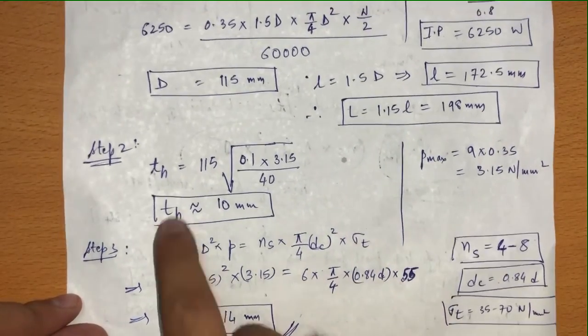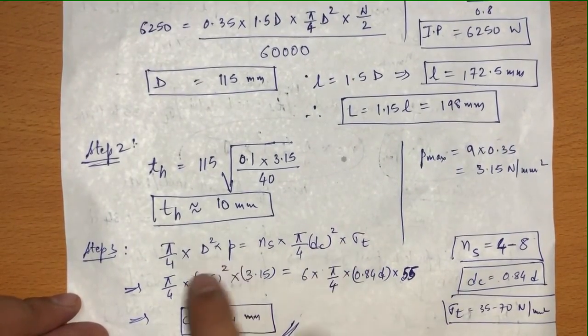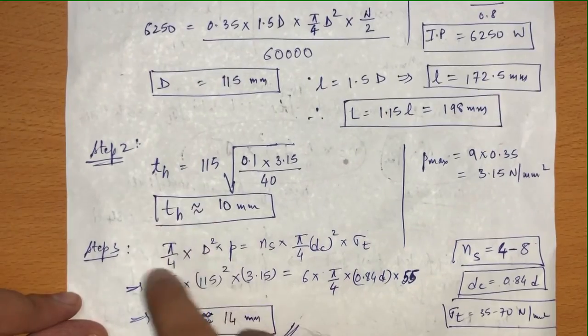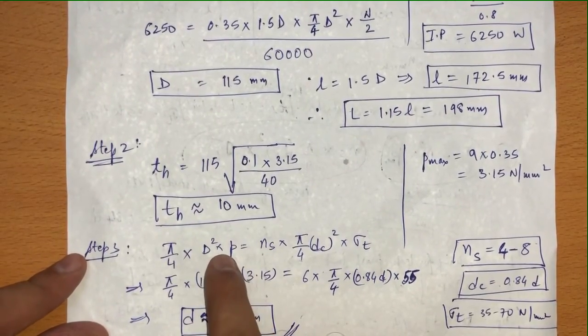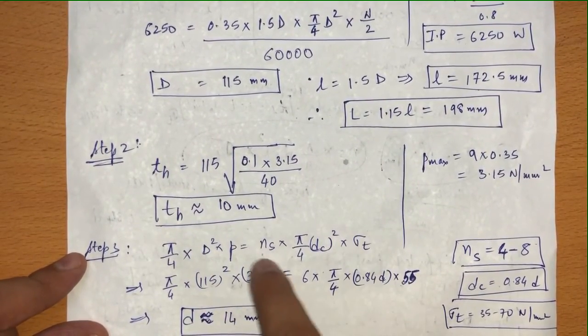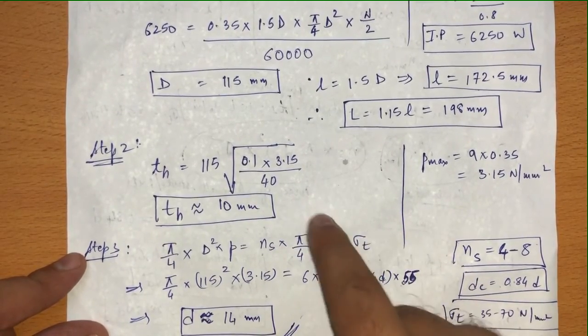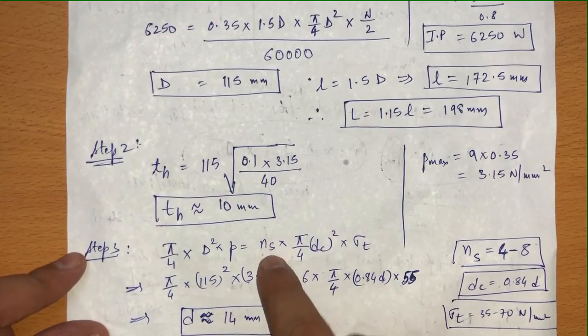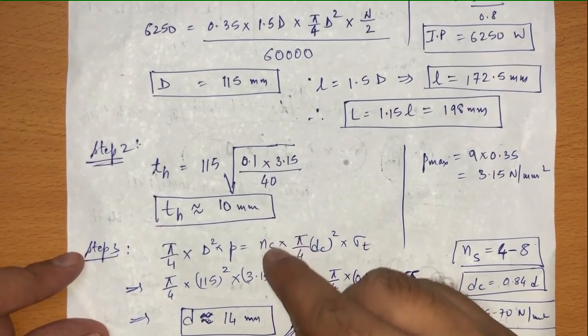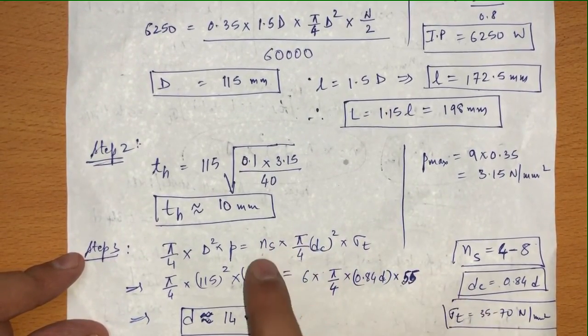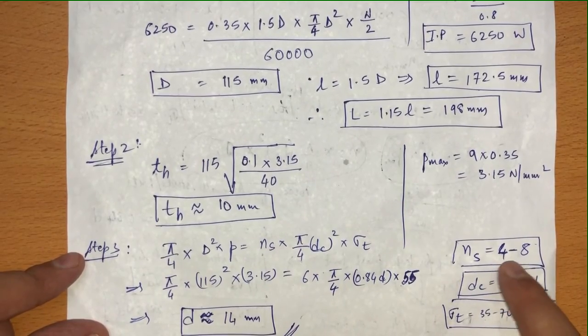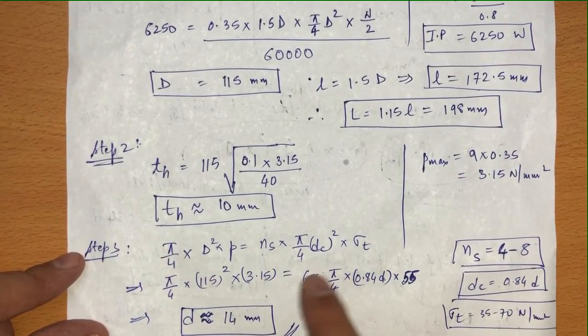These two are the equations which are being equated. This term here, pi by 4 D square P, represents the gas load, and this term ns into pi by 4 dc square into sigma t shows the force applied by each of the studs. Now how to find the value of ns? Ns is the number of studs. Generally this value is taken between 4 to 8. So we will take the mean value as 6.